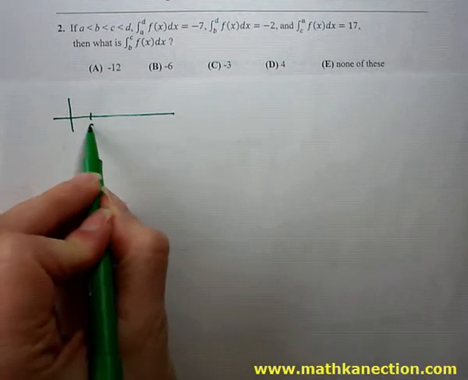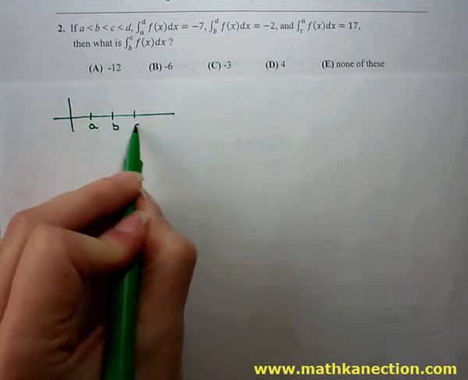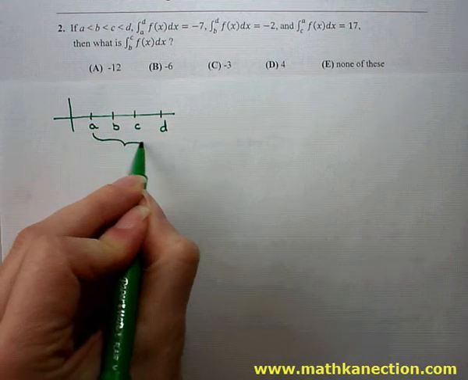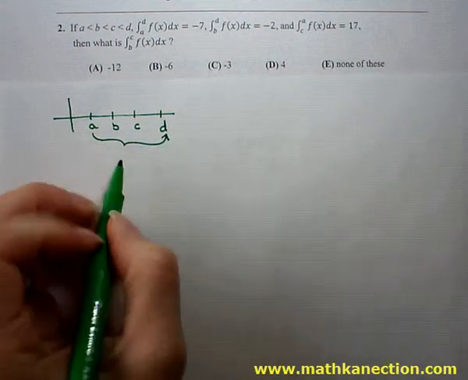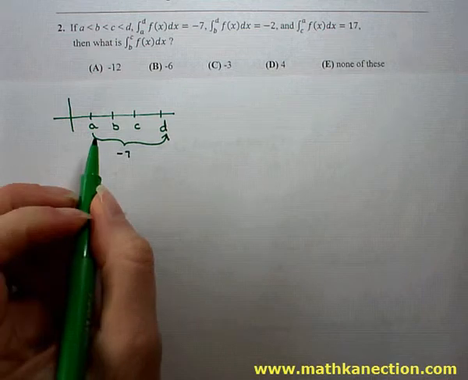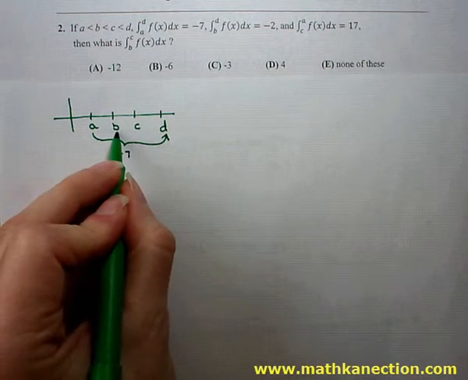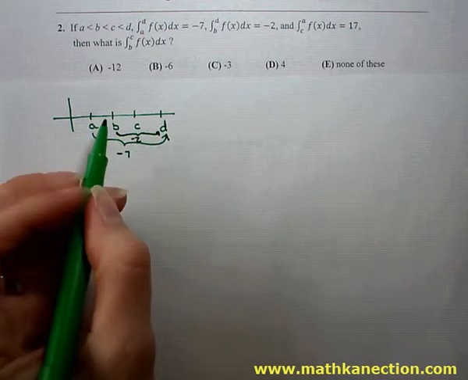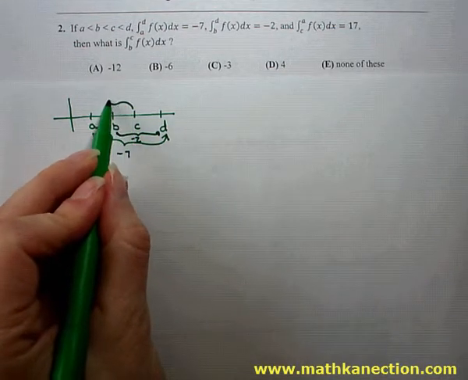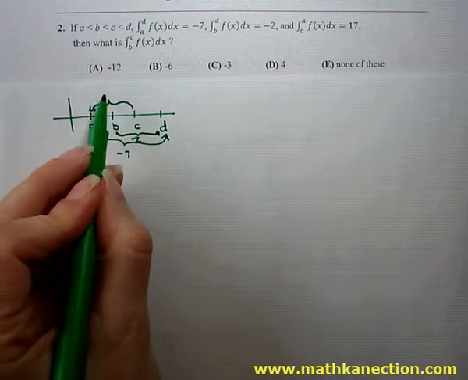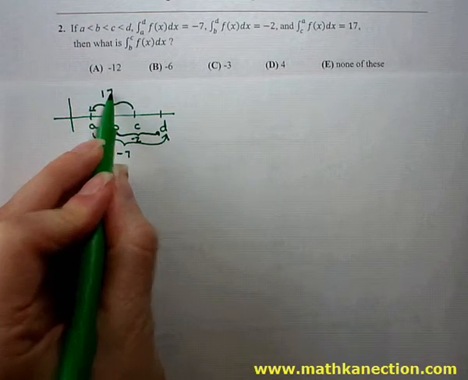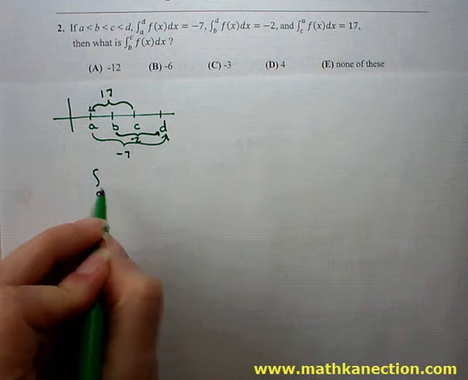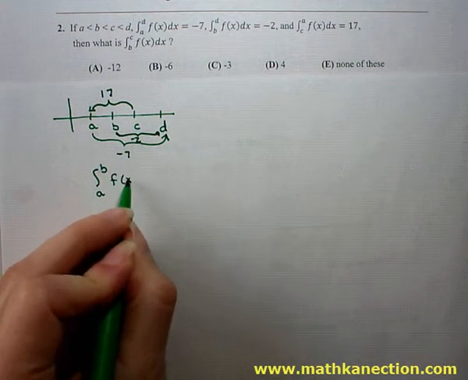So the next example, we're looking at integrals where a, b, c, and d are in order. So the integral from a to d is given to be -7. The integral from b to d is given to be -2. And the integral from c to a is 17. Looking for, finally, the integral from b to c.